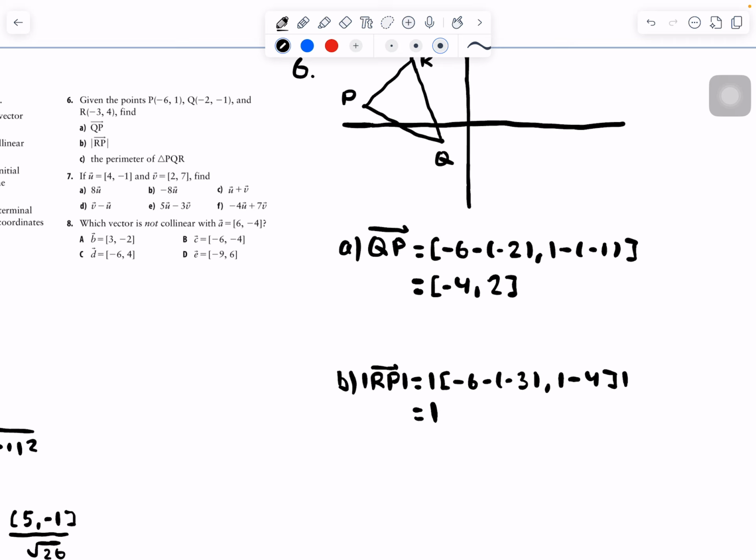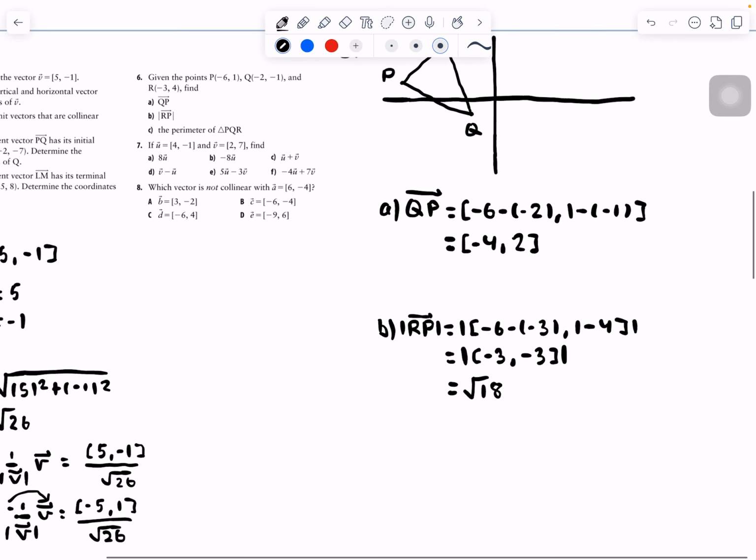Okay, and then we have -6 minus -3, which is -3, and then 1 minus 4, which is -3. So this will be -3 squared twice, which is the square root of 18. Alrighty, that's good.